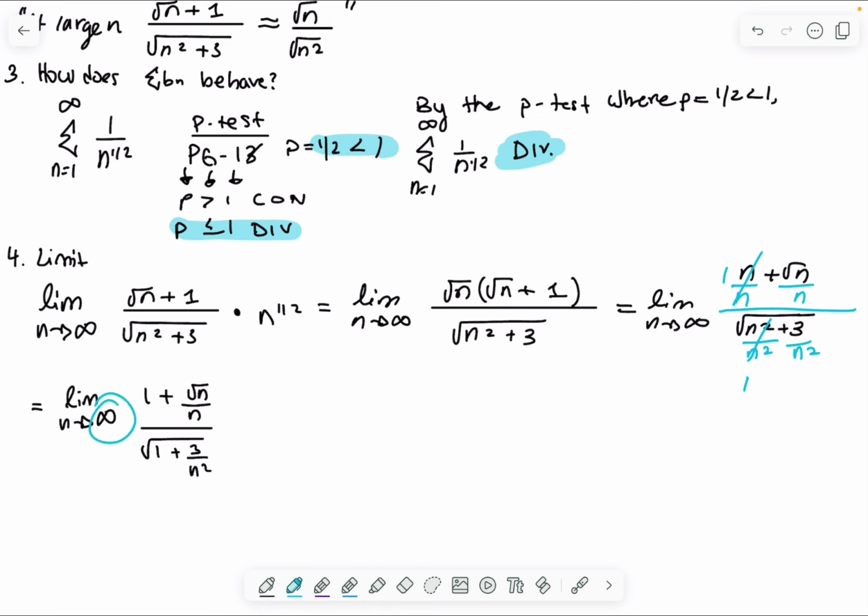And then when we plug in infinity, infinity squared is just infinity. These go to 0, and so we're left with 1 plus 0 over square root of 1 plus 0, which is just 1 over 1, which is 1. So we have that rho is equal to 1. By the way, this is not the same thing as the p-test. The p in the p-test and this p that's not really p, it's rho, are not the same thing, okay? So rho is equal to 1.